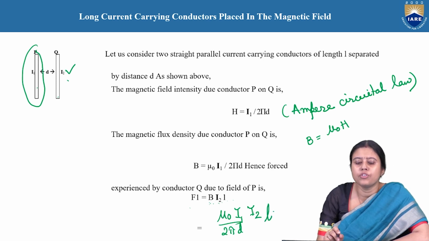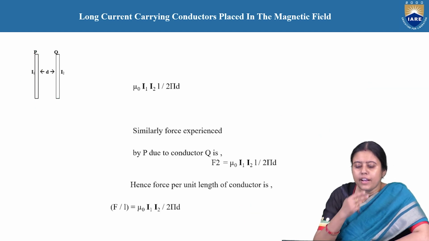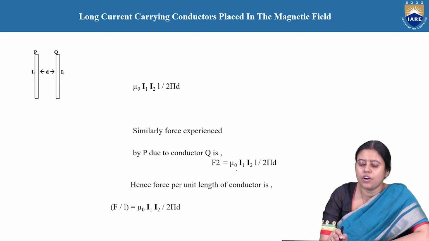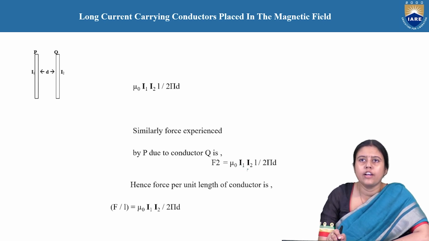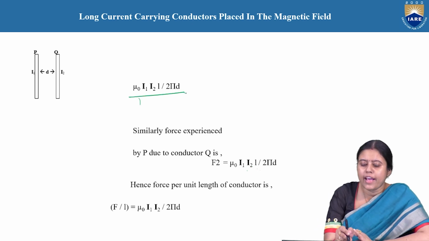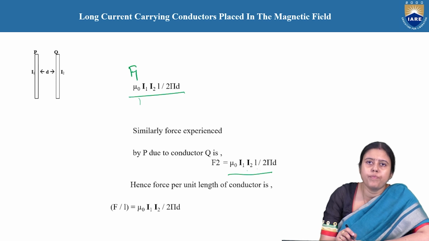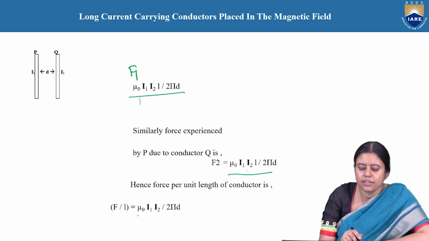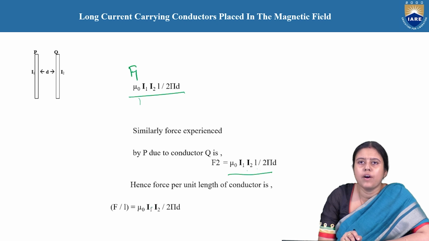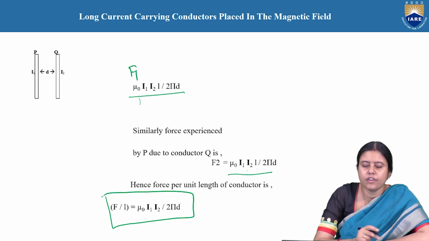So this is the force on the first conductor due to the second one. Similarly, we can write F2 is equal to mu naught I1 I2 L by 2 pi d. So both answers, F1 and F2, are the same. So what is the force per unit length? Force per unit length is mu naught I1 I2 by 2 pi d. So this is a very important equation.